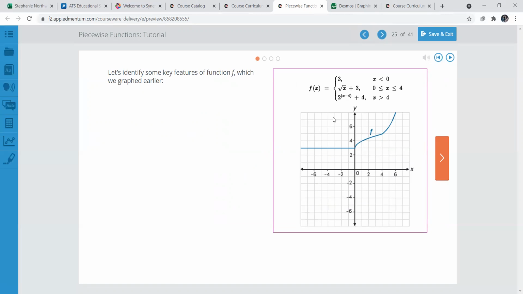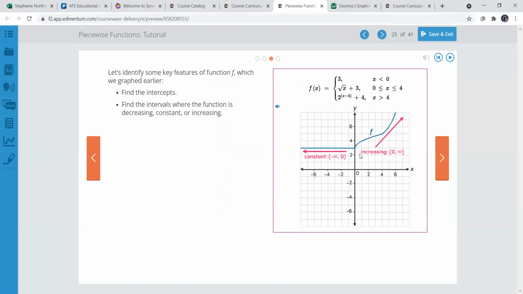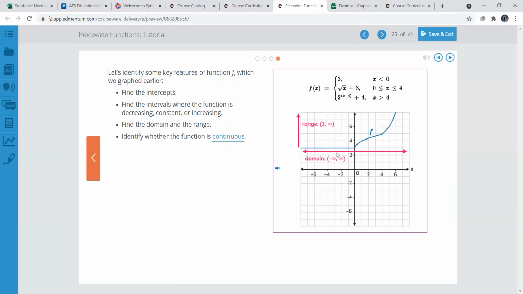So here we have another piecewise function. There are 3 different equations here, or 3 different functions here. We have 1, 2, and 3. As you can see, they're kind of separated. It's showing you the y-intercept, showing you the constant and how it's increasing, and it's showing you the range of our function. So this right here is how to determine the range and how to determine the domain.